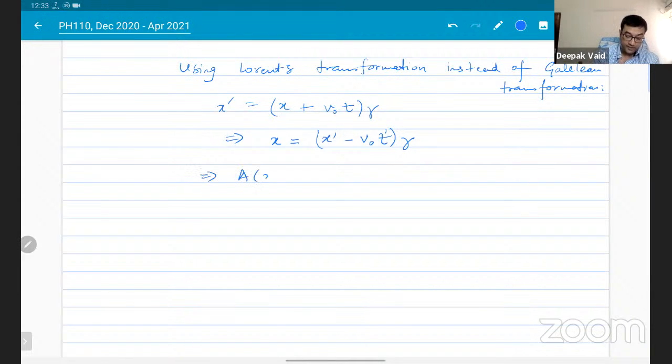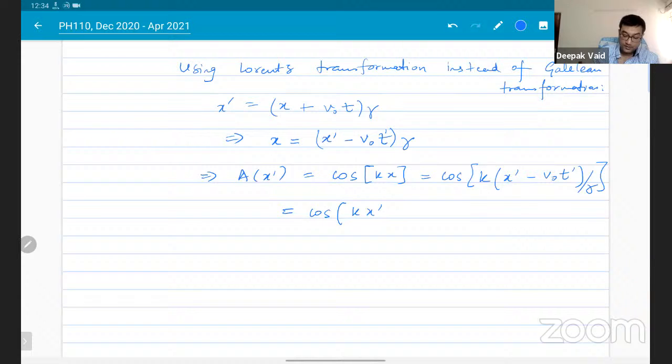So this means that a of x prime is equal to cosine of k of x, which is equal to cosine of k times x prime minus v naught t prime by gamma, which is equal to cosine of kx prime by gamma minus v naught t prime by gamma, right?